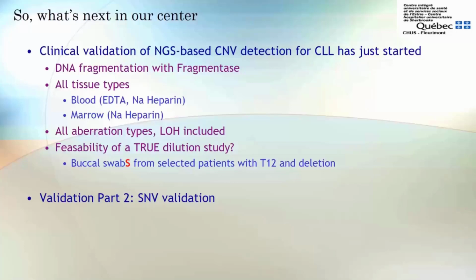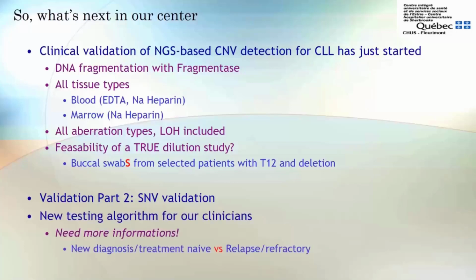A new testing algorithm will be implemented in our center since relapse and refractory samples will have both an aCGH and the NGS assay. So we will need this specific information from our clinicians. I do expect some difficulties on this. As you know, test requests can have very low detail levels.